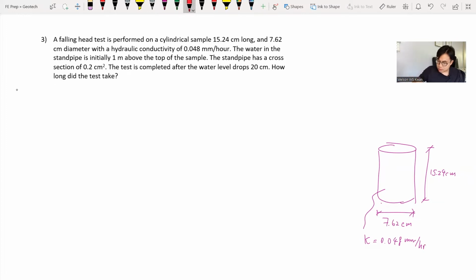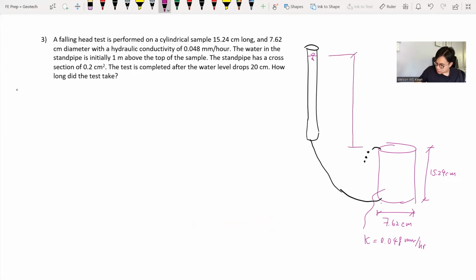So you just connect it to the soil specimen again from the bottom with a pipette or stem pipe right here. So connect to the bottom, and then again, assume the water comes out from the top freely for the drainage. And initially, the water level is 1 meter above the top of the soil sample where the water comes out. So this is the initial water head.